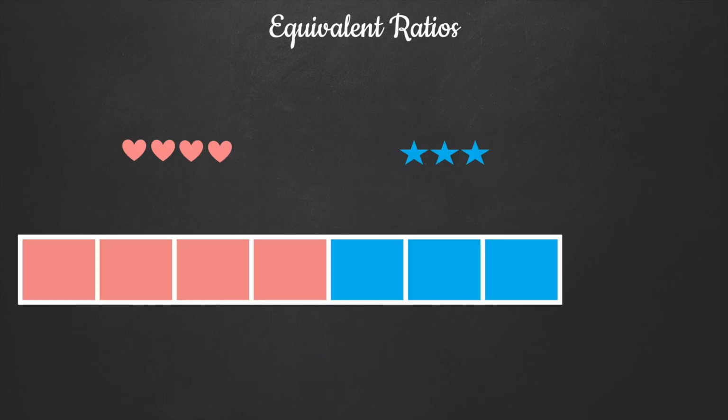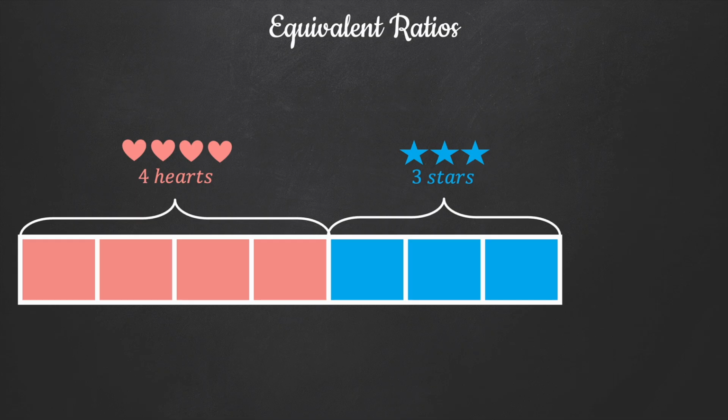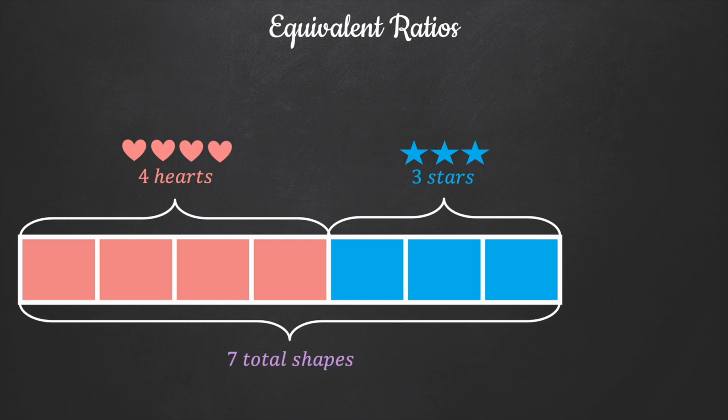To get us started, here we have 4 hearts, and that's represented by the 4 pink rectangles in our diagram. And here we have 3 stars, which is represented by the 3 blue rectangles in our diagram. And in total, we have 7 shapes. This is assuming that each one of these rectangles represents 1. So 4 pink rectangles representing the 4 hearts and 3 blue rectangles representing the 3 stars.